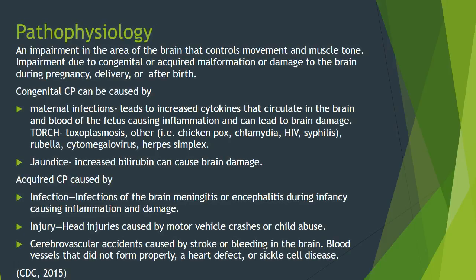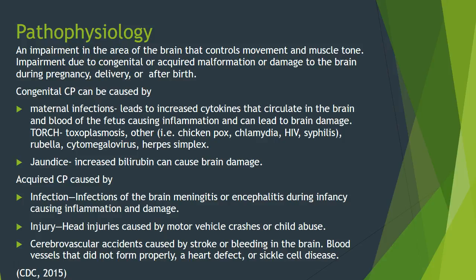The pathophysiology of cerebral palsy is an impairment in the area of the brain that controls movement and muscle tone. These can be due to congenital or acquired malformations or damage to the brain during pregnancy, delivery, or after birth. Congenital CP is mostly caused by maternal infections that lead to increased cytokines that circulate in the brain and blood of the fetus, causing inflammation that leads to brain damage.